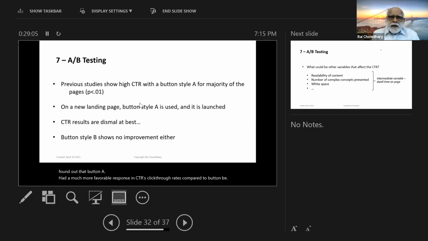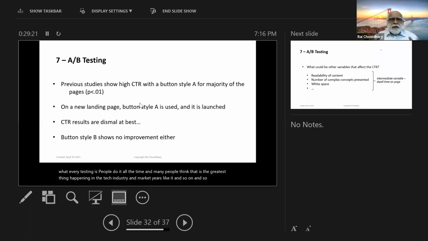Okay, and you can replace the word button for image or a particular graphic or whatever. You know what A/B testing is. People do it all the time, and many people think that that is the greatest thing happening in the tech industry, and marketeers like it, and so on and so forth.